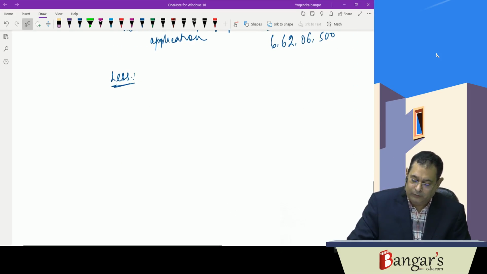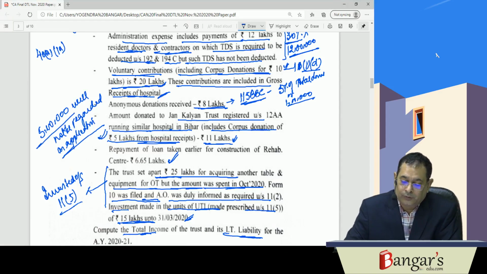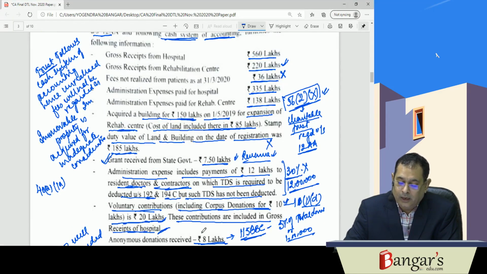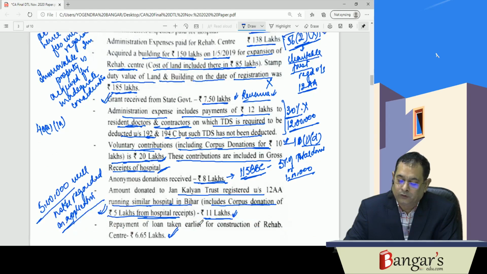Now look at the expenses aspects. First one is administrative expenses for hospitals.